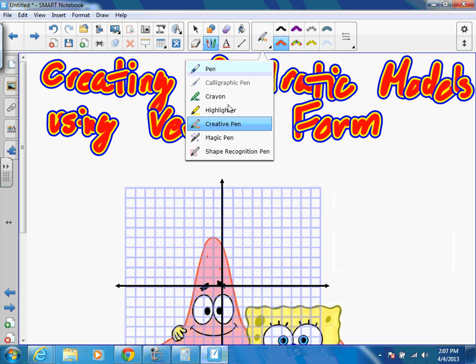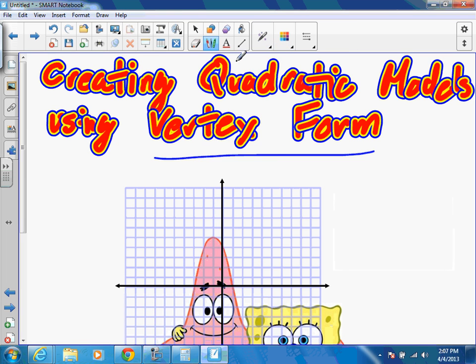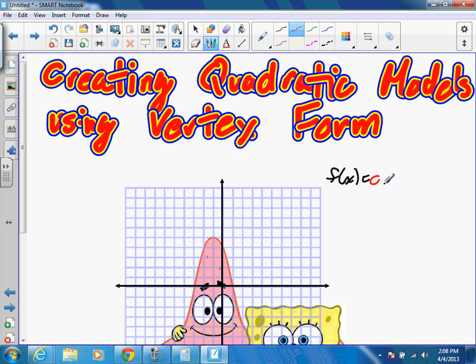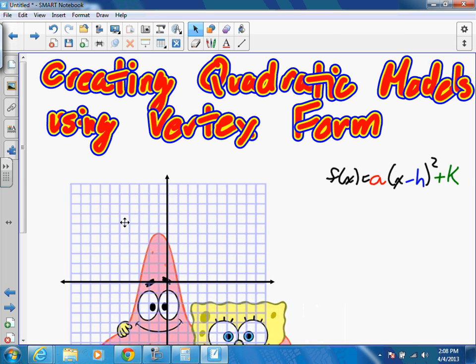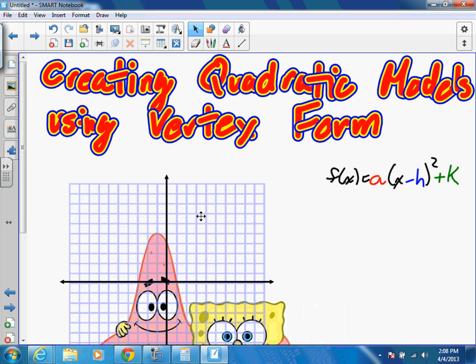Okay, we're going to go on creating quadratic models, again, this time using Vertex Form. Now, Vertex Form is f(x) = a(x - h)² + k. Now, if you guys remember, this is the form we used at the beginning of the year.